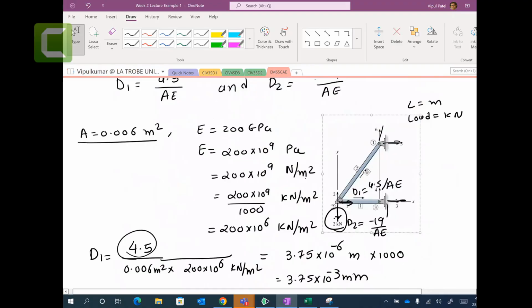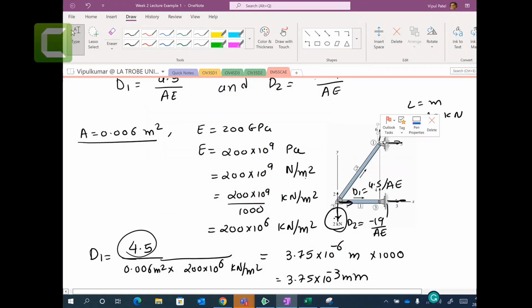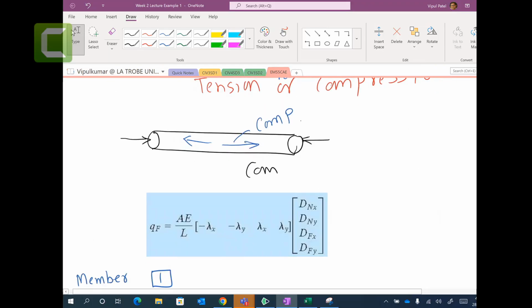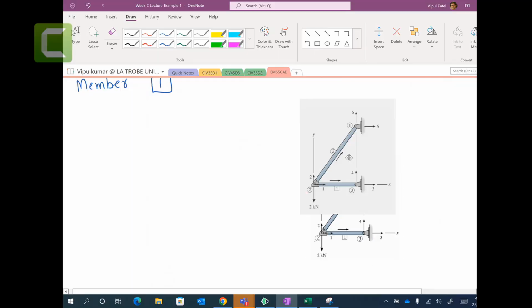There you go. Copy and paste. So where is the member number one? Look at this. This guy is telling me this is the member number one. So let me draw it up.